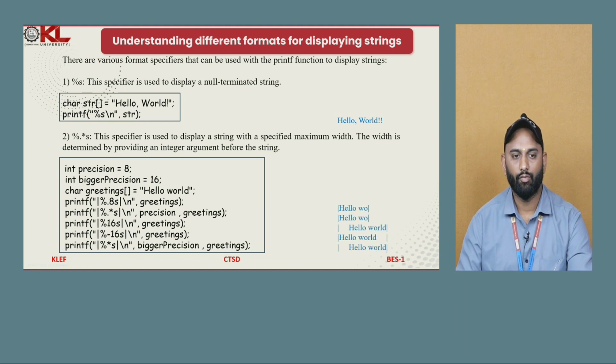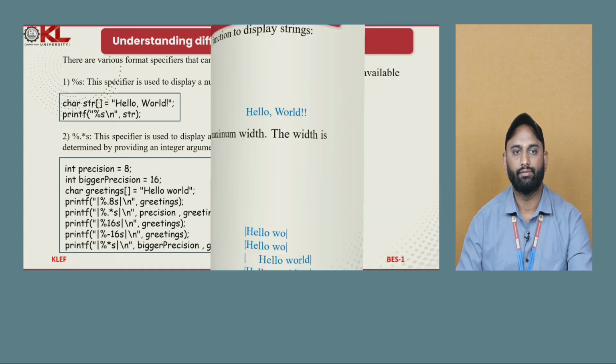So you can see the output here. For the first printf statement, that is hello wo, which is represented in 8 positions, and the next one is %.*s, where the precision value is 8, and %16s is right aligned, and %-16s is left aligned, and %*s is with the integer argument bigger precision and greetings, where we are printing towards the right aligned. These are the different formats for displaying strings.